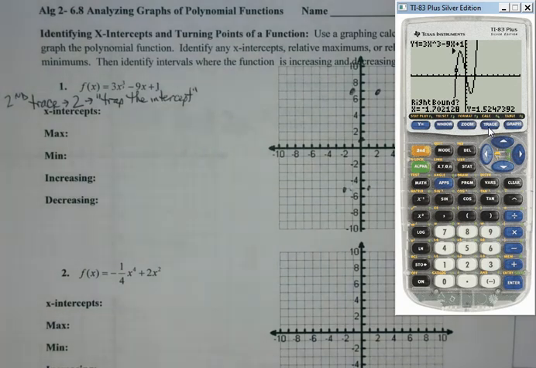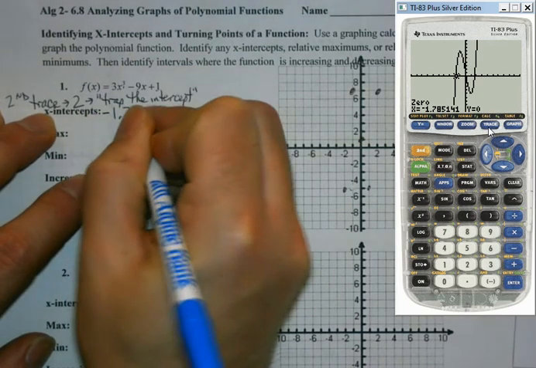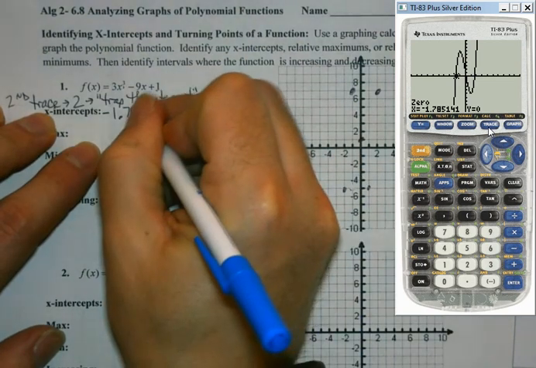Okay, it has to be somewhere above the x-axis because then it'll test out all the points that are in between. So once I get above it, I'm going to hit enter twice. And it'll tell me what my 0 is, or what my x-intercept is. So my first x-intercept is at negative 1.78. Oh, actually, I should probably round off to 9.